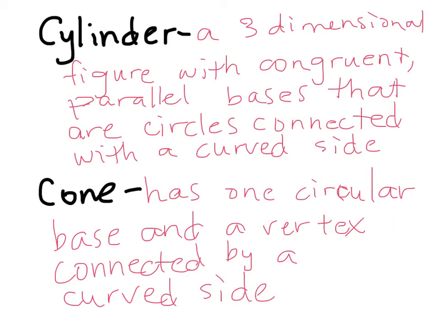Okay, and we're going to look at a couple other solids. These are not polyhedrons because they have circles in them, which are not polygons. So a cylinder is just a three-dimensional figure with congruent parallel bases. So it sounds like a prism, but it's not, because its bases are circles that are connected with a curved side. And that curved side, if we pull it out, is going to form a rectangle. Okay? A cone is similar to a pyramid, but again, it's not because the base is a circle. It's not a polygon. And it has one circular base, and it has a vertex that's connected by a curved side.